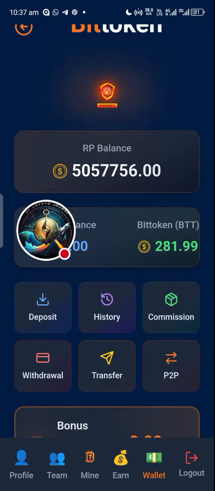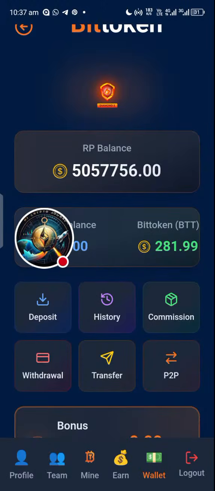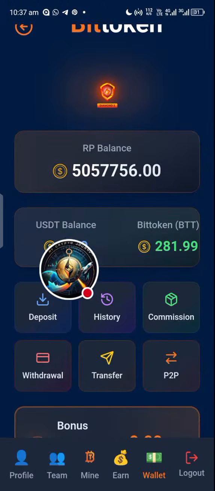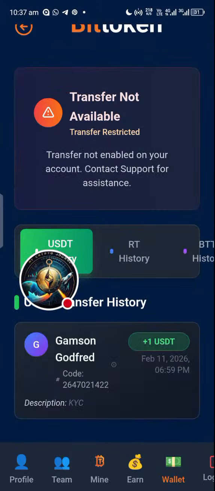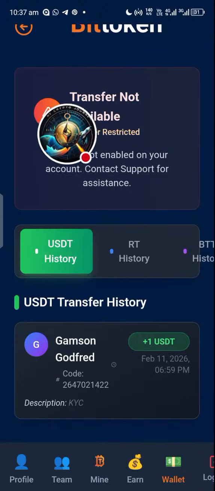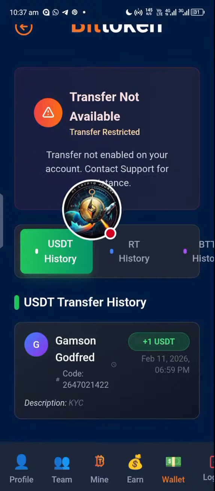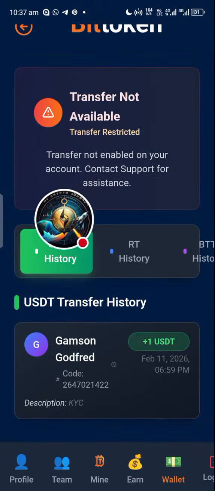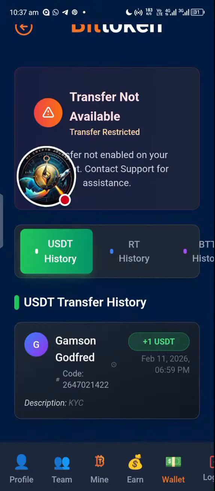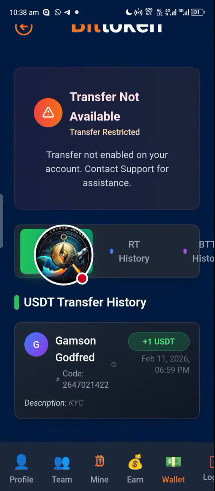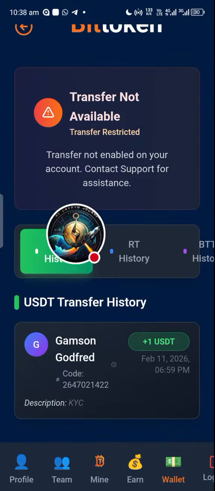I have a direct contact with the BITTOKEN C2C agents. I had to reach out to them to activate my transfer channel. You see this transfer here. When you click on transfer, you can see my transfer not available, transfer restricted. So I actually reached out to them to activate my transfer channel so I can fund my account to send USDT, at least a minimum of one, to my community members. But unfortunately, my request was not granted.